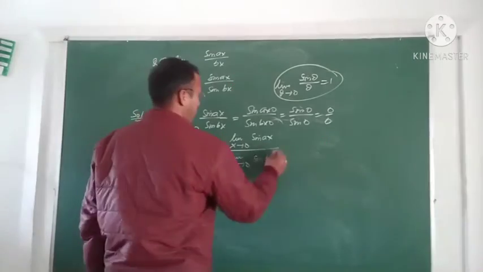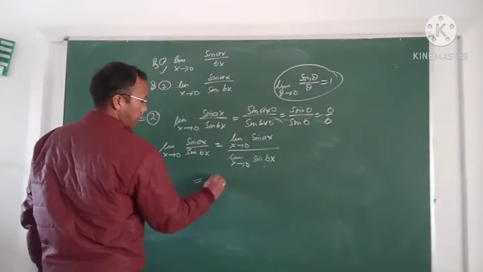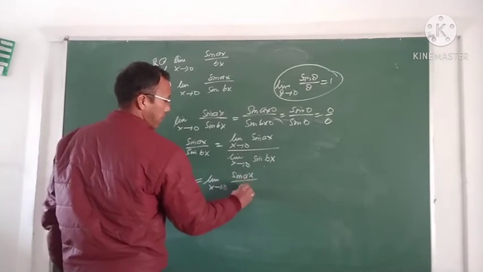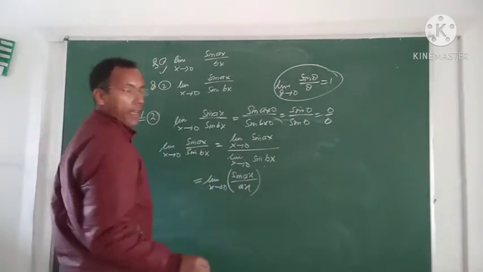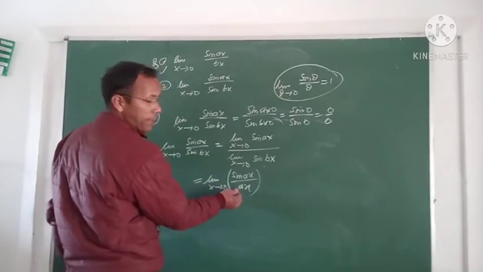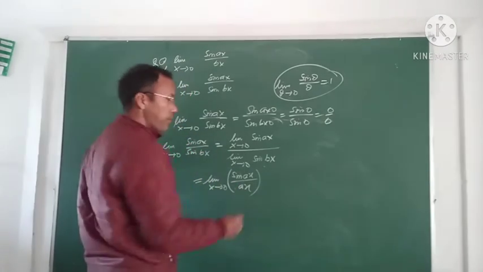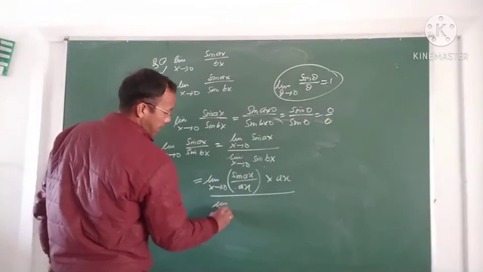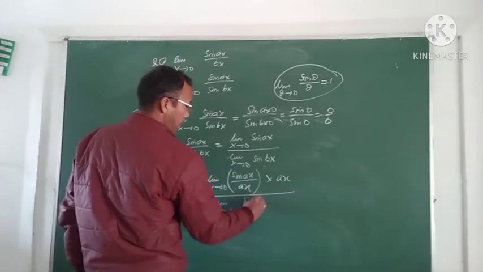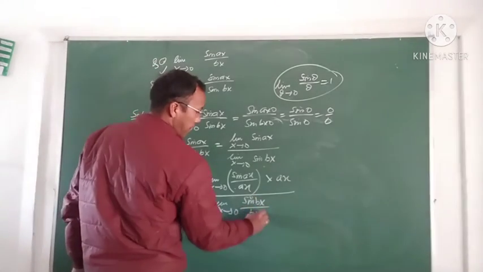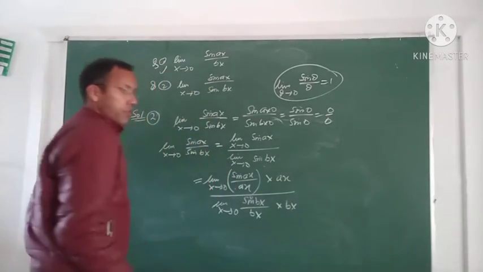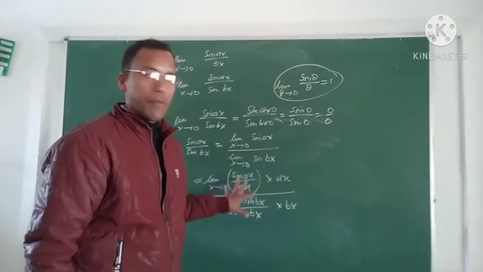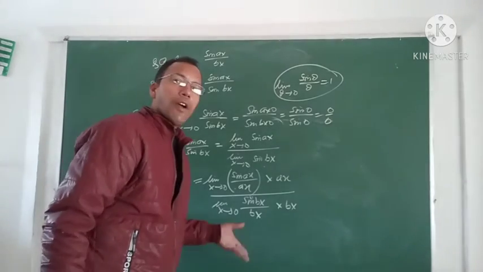Okay, let's check this one. Now this is limit x tends to 0 of sin ax upon ax, and it has to be multiplied by ax because we have divided by ax. Again, limit x tends to 0 of sin bx, and we divide by bx and then multiply by bx, so that the mathematical concept will not change. If I divide and multiply by the same thing, it is 1, and we can divide or multiply any function by 1.